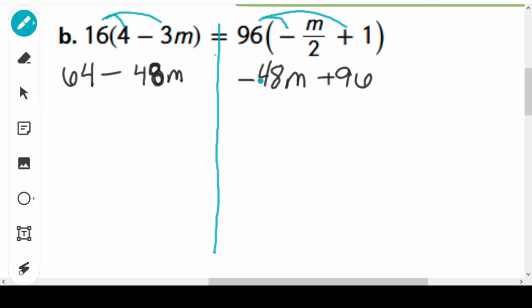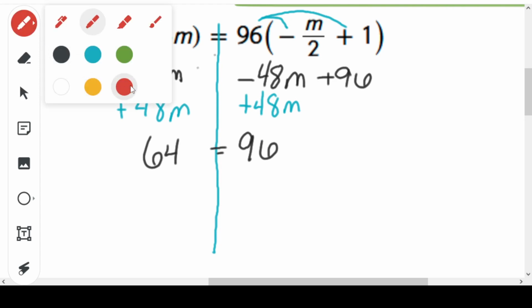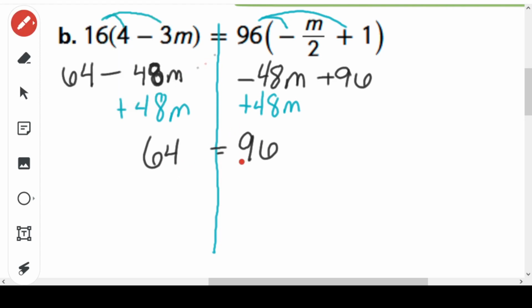So my next step is to try to get everything with an m to one side. So this negative 48m, I'm going to add to attempt to move it to the left, which is canceling out with this negative 48m that's already on the left. So that leaves me with a 64 over here. And on this side, I'm left with the 96. Then you ask yourself if it's true or false. Does 64 equal 96? It does not, and because that's not a true statement, there is no solution to this equation.